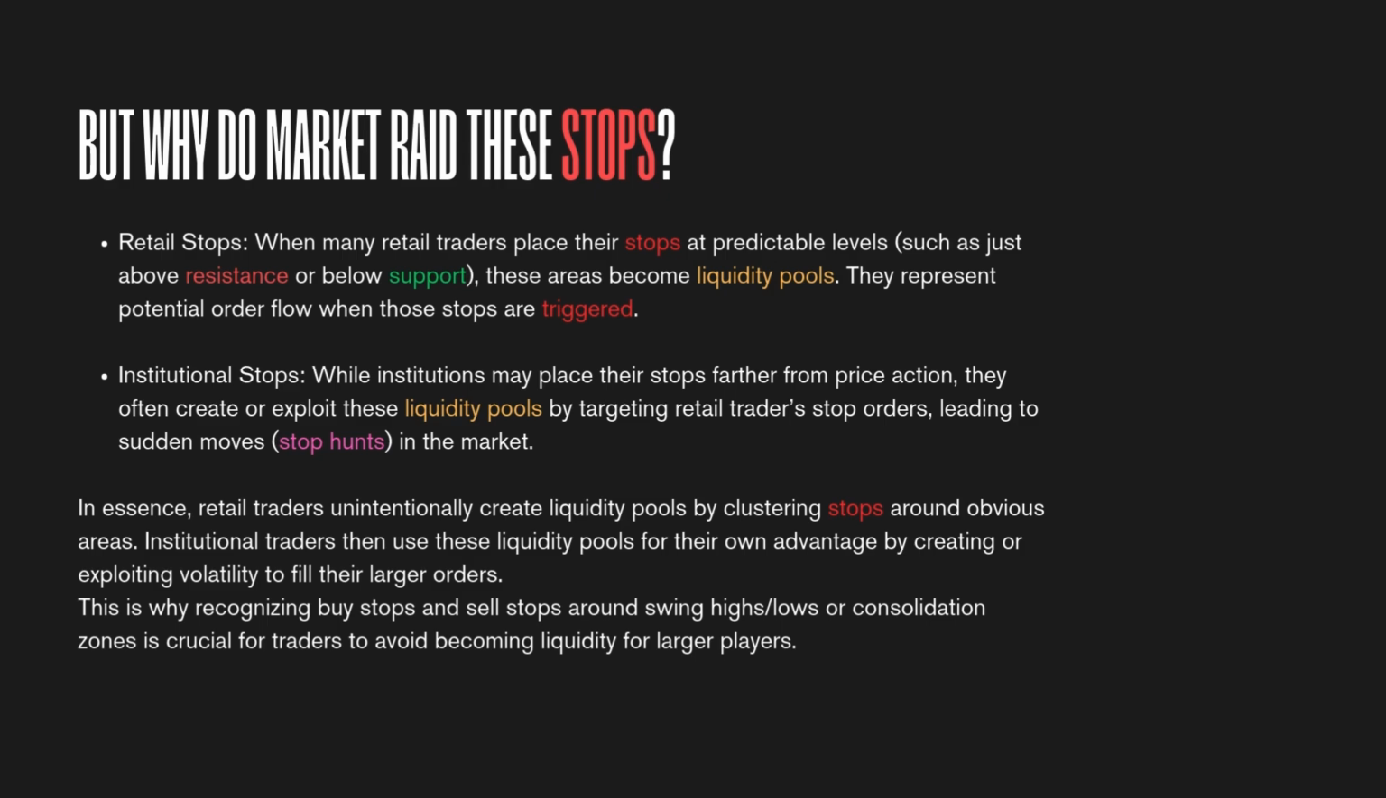Institutional stops. Institutions place their stops farther from price action, often beyond major swing points or consolidation areas. But institutions are also aware of where retail traders place their stops. They'll use the liquidity from retail stops to fill their own larger orders, leading to what we call stop hunts. By clustering stops around obvious areas, retail traders inadvertently create the liquidity that institutions need to execute large trades. This is why price will often spike up or down, clear out stops, and then move in the expected direction. Understanding this dynamic is critical if you want to avoid being part of the liquidity pool.